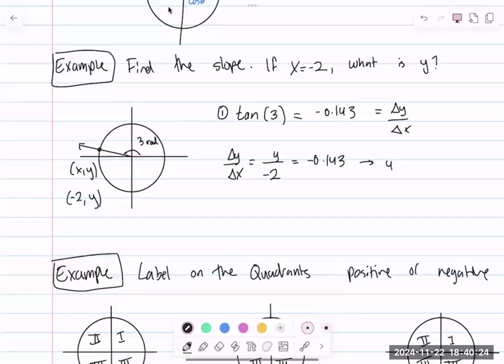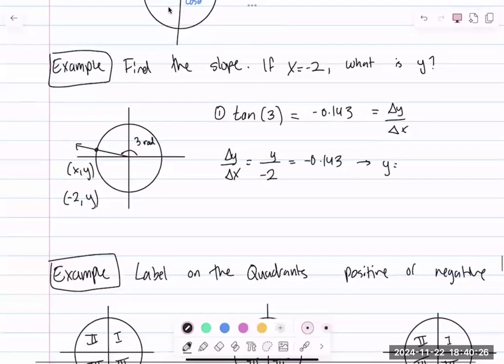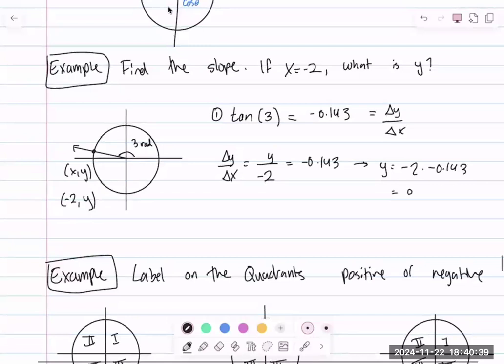which means that my y value is going to be negative 2 times negative 0.143. And if we put that in our calculator, we get 0.285. Lovely.